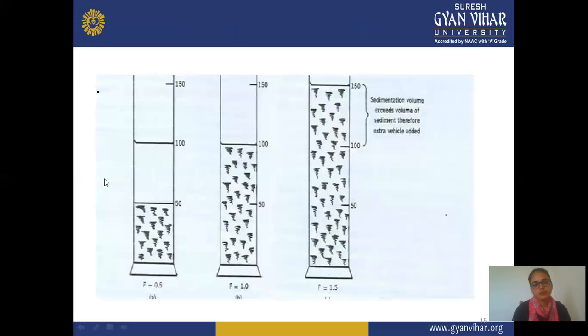This is a diagram. Suppose it's a 150 ml measuring cylinder; you can also take up to a 100 ml measuring cylinder. If you are taking a large volume, there's no problem. You add 50 ml suspension, then again 50 ml, then again 50 ml, and check how much particle gets suspended or is still in concentration. So F is 0.5, 1, and 1.5 in 150 ml.